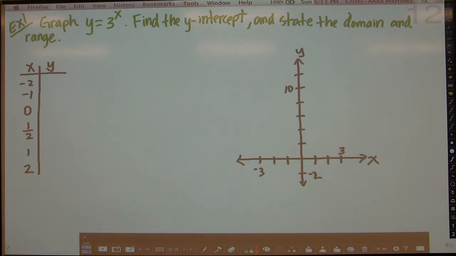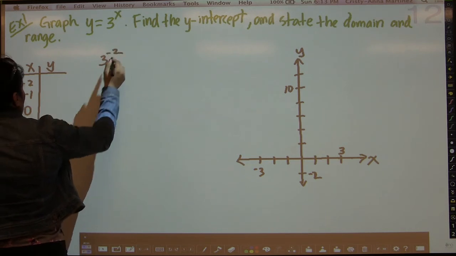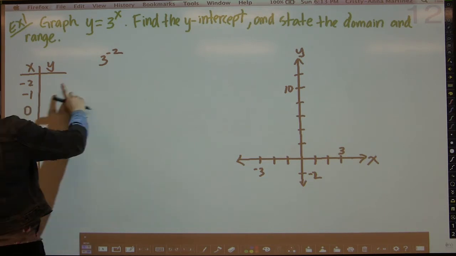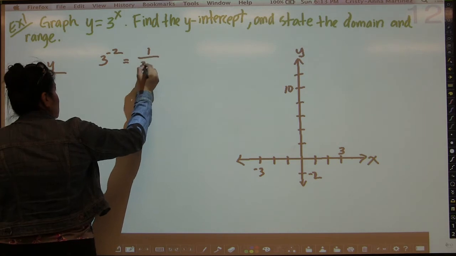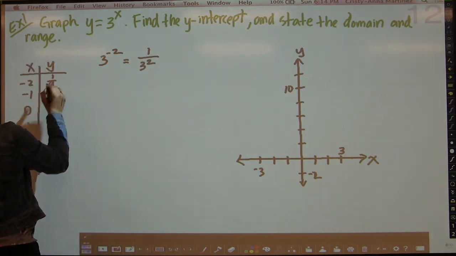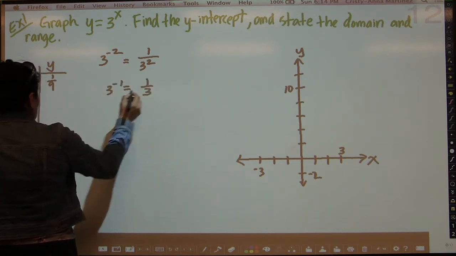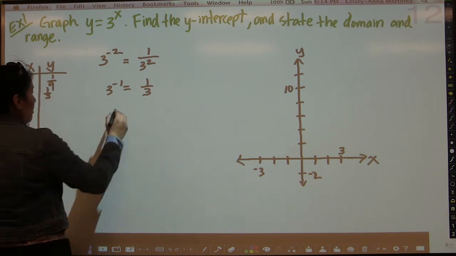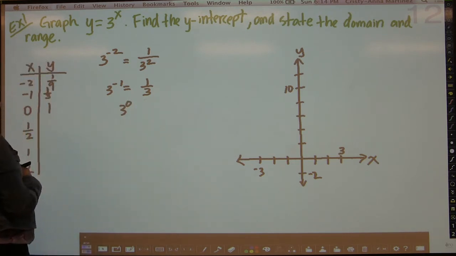And so then I'm going to say, what is 3 to the negative 2 power? Because that's basically what I'm trying to do here. I'm trying to evaluate the function when x is negative 2. So I need to figure out what is 3 to the negative power. We already learned before that that would be 1 over 3 squared, and we know that 3 squared is 9. So my answer would be 1/9. What is 3 to the negative 1 power? That would be 1 over 3, or 1/3. What is 3 to the 0 power? We learned already that anything to the 0 power is 1.